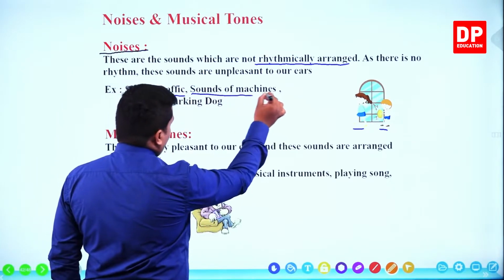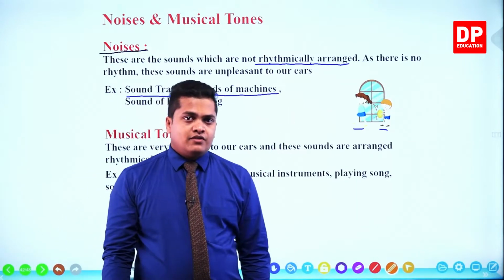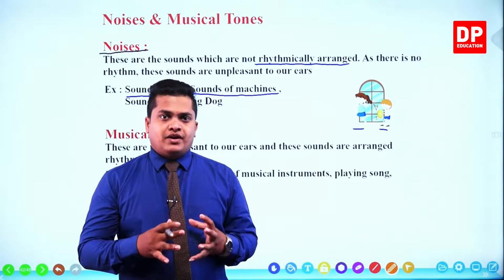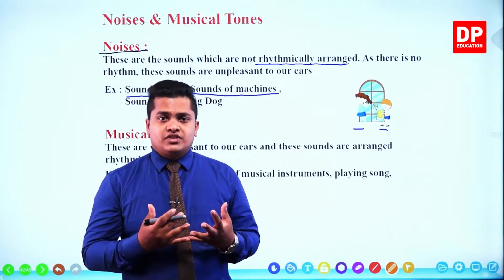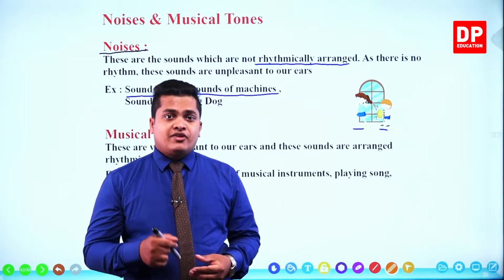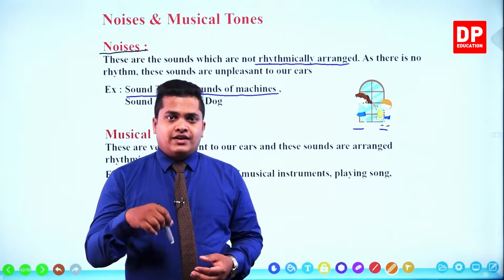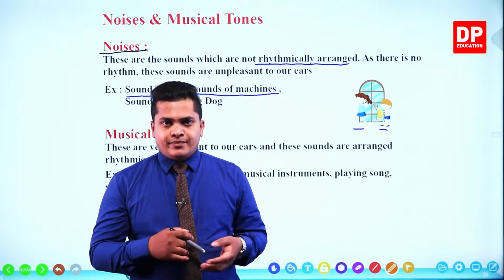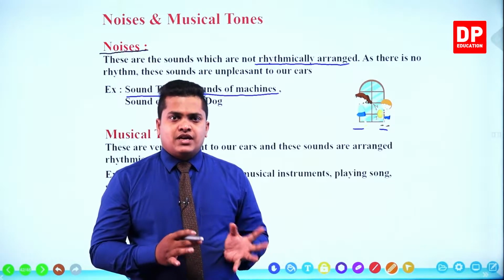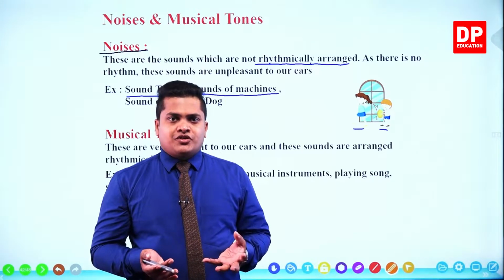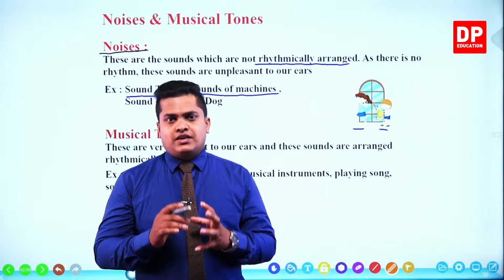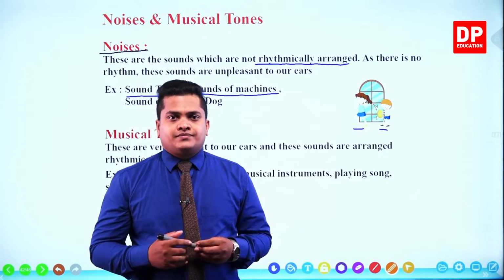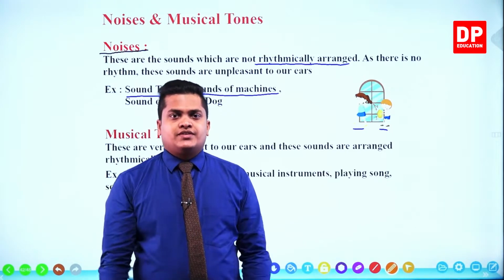And the next one is the sound of machines. In the earlier part of our lesson, I gave you several examples regarding machinery parts which vibrate and the noise or sound which they emit. Like a drilling machine. When the drill rotates, the machinery parts or metal plates vibrate and produce sound. Those vibrations are not rhythmically arranged. So therefore, those things are considered as noises, right?